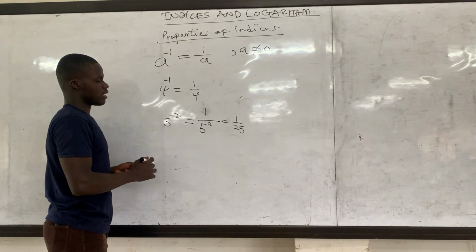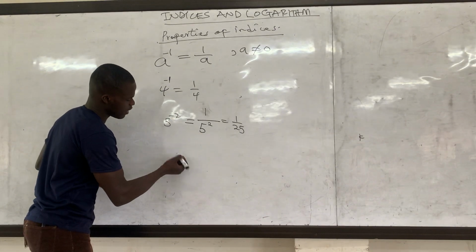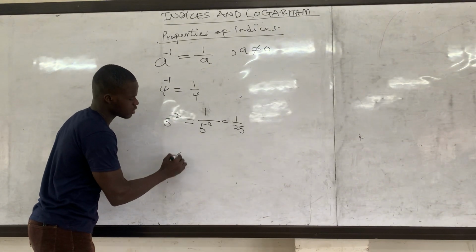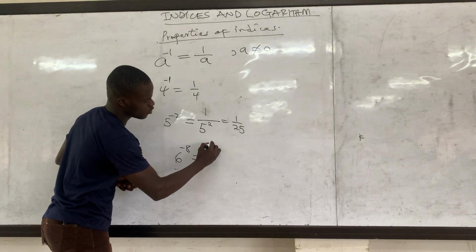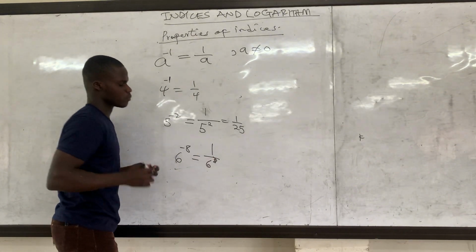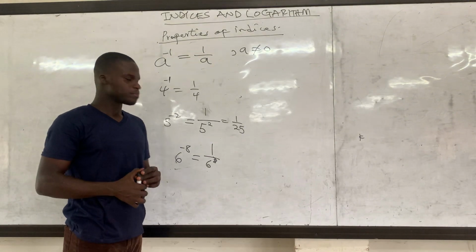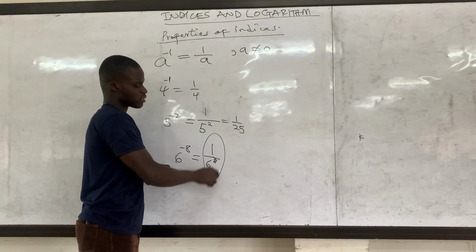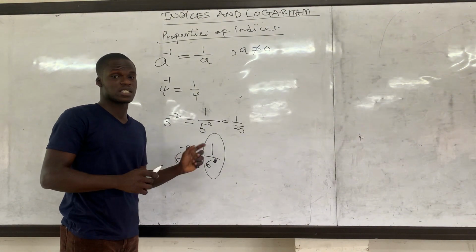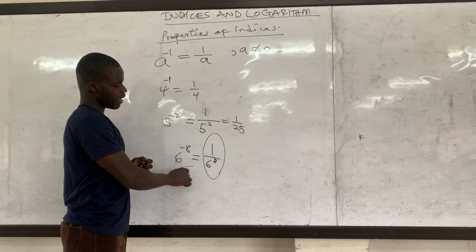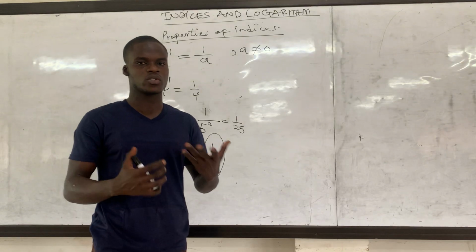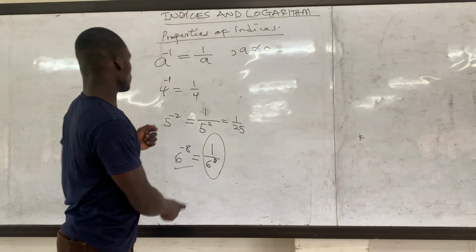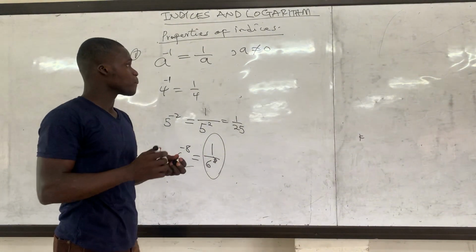Okay, let's take a last one on this. We can try another one, maybe 6 exponent -8. So 6 exponent -8 is going to be 1 over 6 exponent 8. So when you take your calculator, you find the answer for 1 over 6 exponent 8, and then you compare the answer to 6 exponent -8, and check whether the answers are the same. Okay? So this is one of the properties of indices.